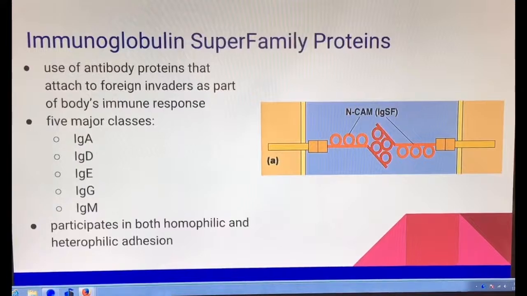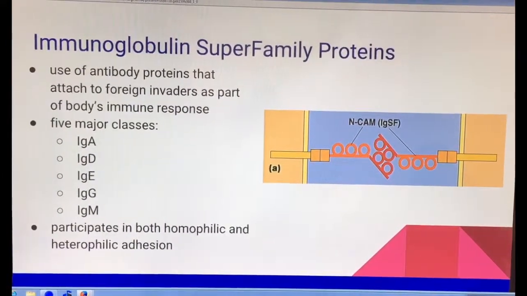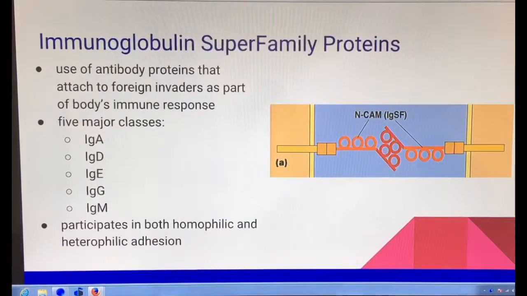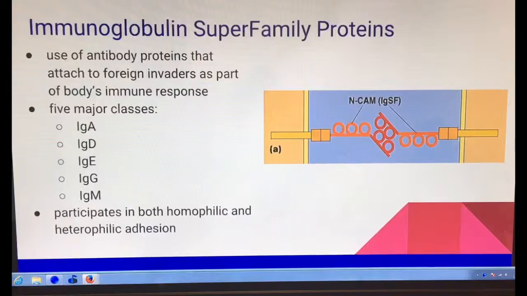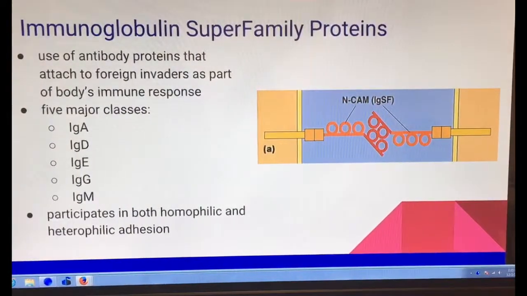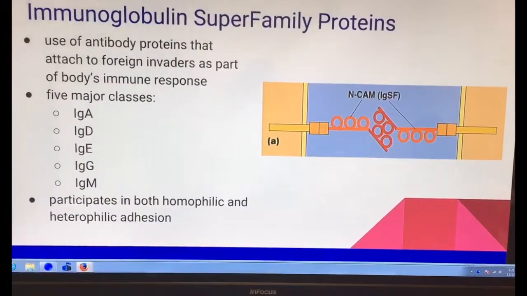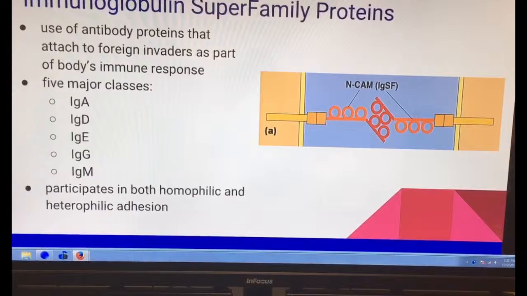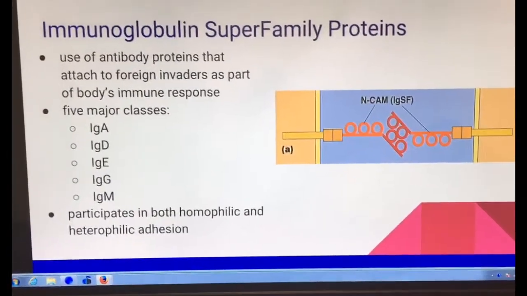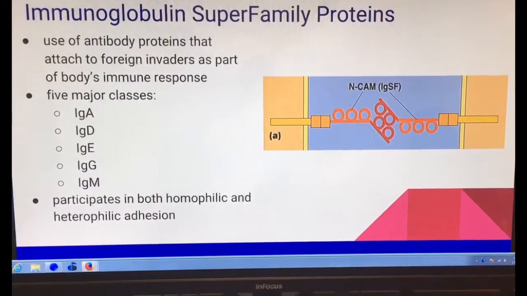Immunoglobulin superfamily proteins use antibody proteins that attach to foreign invaders as part of the body's immune response. They participate in heterophilic as well as homophilic adhesions. They contain loops that bind homophilically with adjacent cells. There are five major classes: IgA, IgD, IgE, IgG, and IgM.